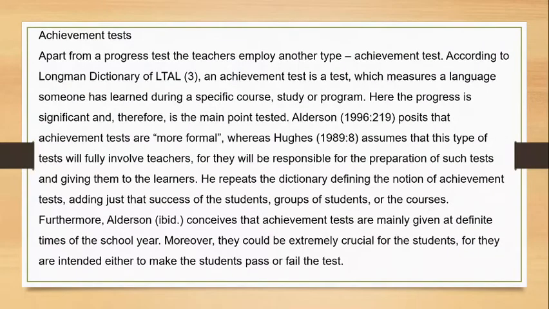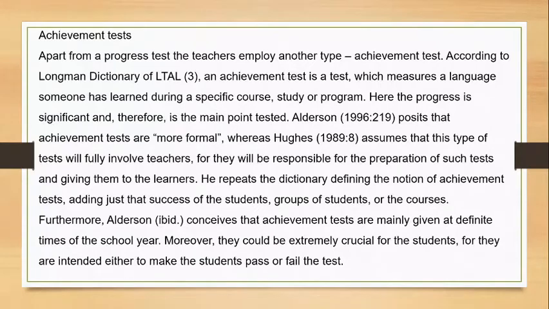Achievement tests. Apart from progress tests, the teachers employ another type, the achievement test. According to the Longman Dictionary of Language Teaching and Applied Linguistics, an achievement test is a test which measures the language someone has learned during a specific course, study, or program. Here the progress is significant and therefore is the main point tested.